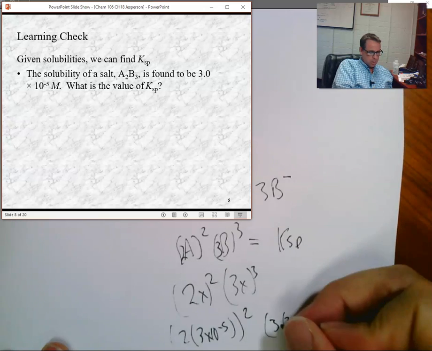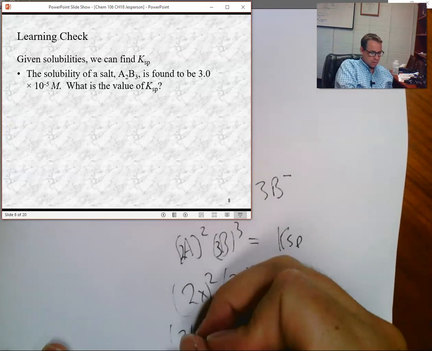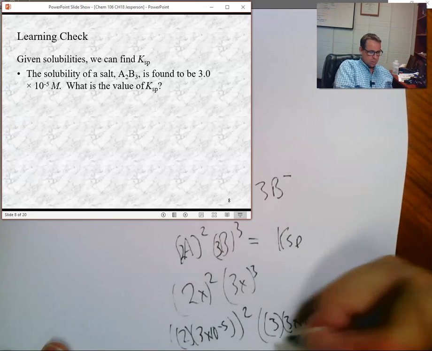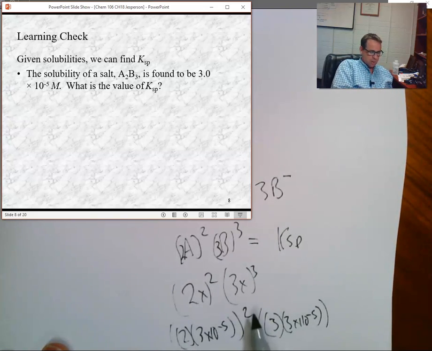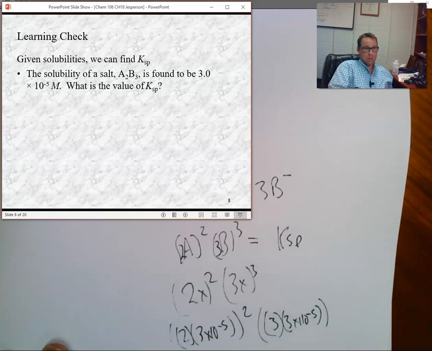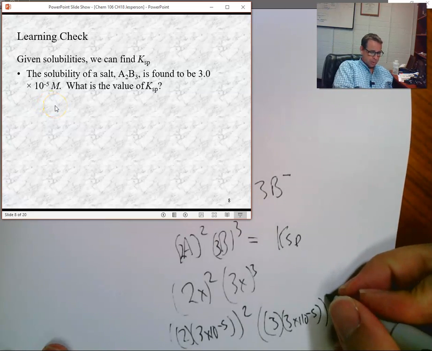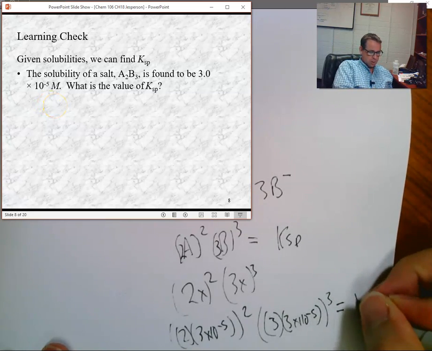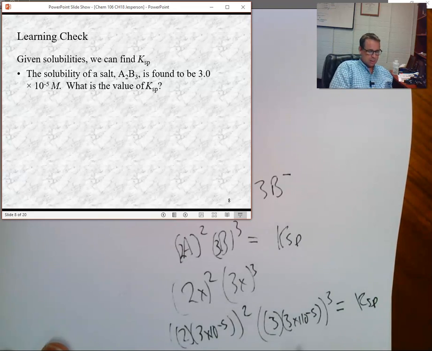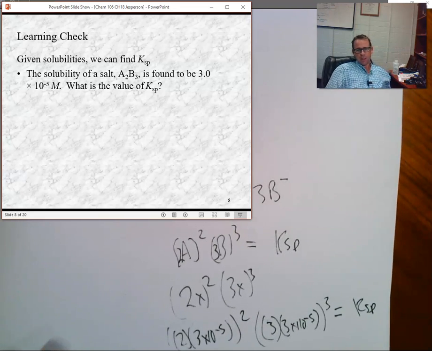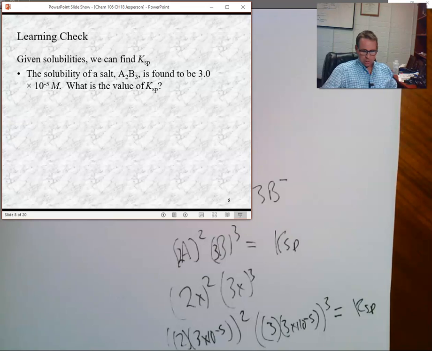And again, the way we knew that is that 3 times 10 to the minus 5, that x, is the molar solubility. And the molar solubility was given to us. Okay, so that would equal our KSP. So we could put that into our calculator and get our KSP. Okay.